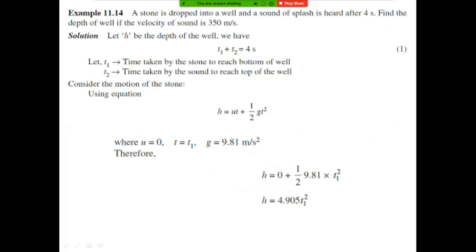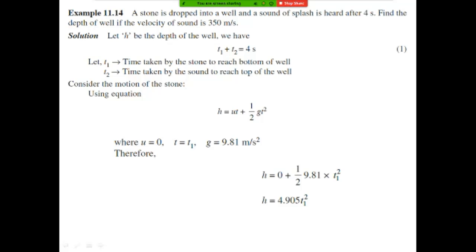See here, a stone is dropped into a well. You might have done these things. And the sound of a splash is heard after 4 seconds. After throwing a stone into a well, you heard a sound after 4 seconds. Find the depth of the well if the velocity of sound is 350 meter per second.